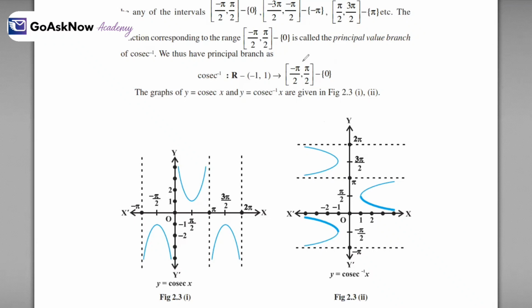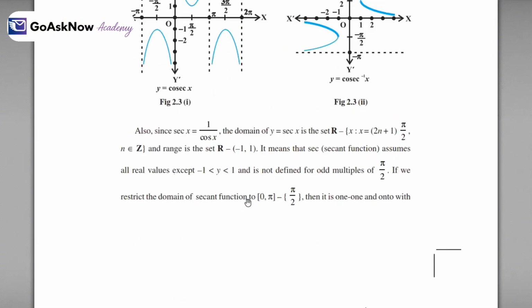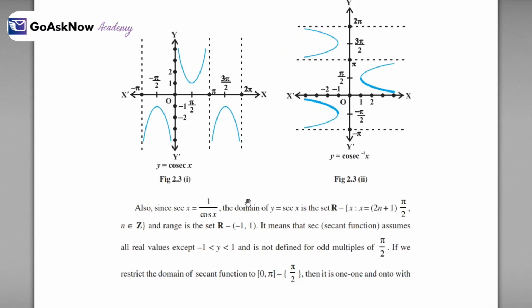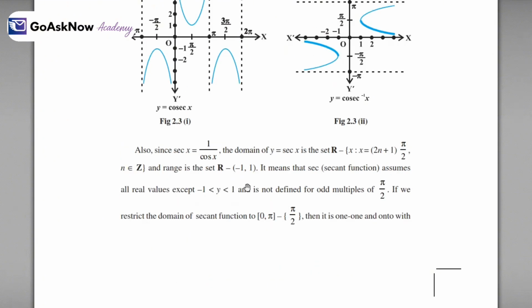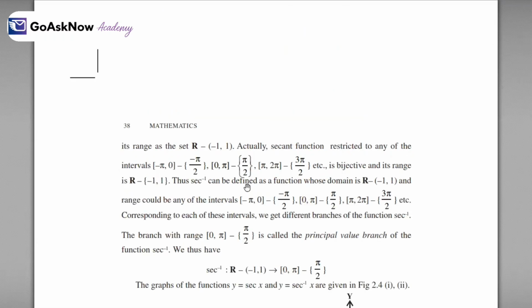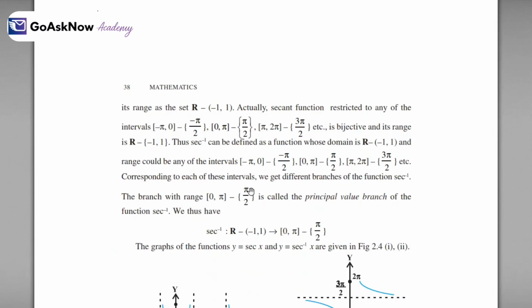So yes, let's move to the next topic. After cosec inverse x, we have the other function, which is sec inverse x. Similar to cosec inverse x, you can use the analogy for sec inverse x also. So we should define an interval where it is one-one and onto. In that interval, we can find out that it is one-one and onto. So that will be what? Minus pi to 0, minus pi by 2.